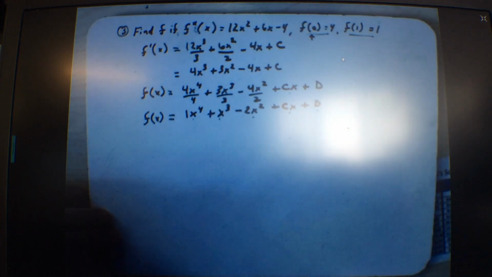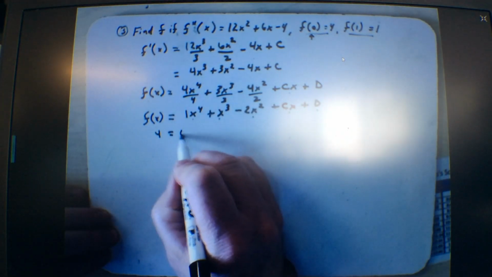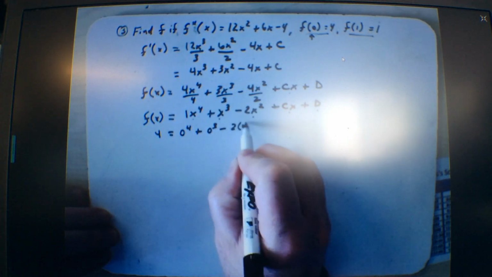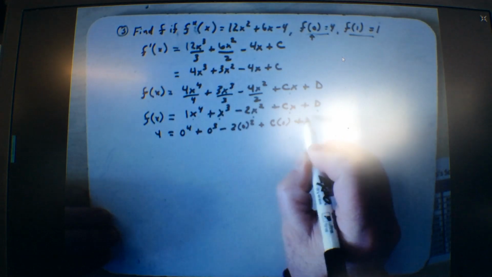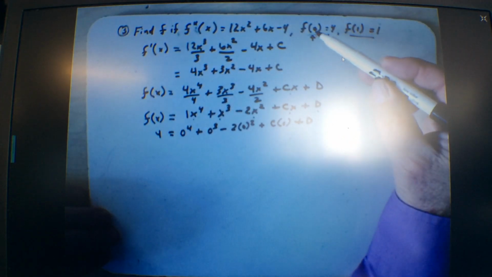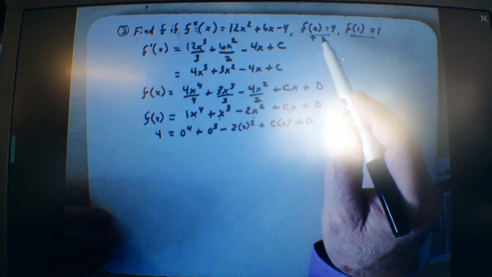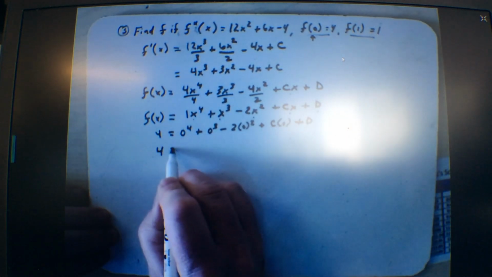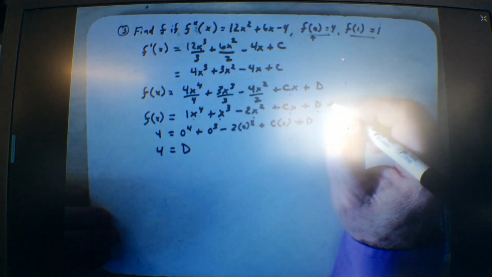All right, so if I put 4 in for this, and I put 0 to the fourth plus 0 cubed minus 2 times 0 squared plus c times 0 plus d. So it's 4 equals, and then you put 0 into all the x's. I'm going to use that point first. Correct? So what I get is 4 equals d. That's awesome.